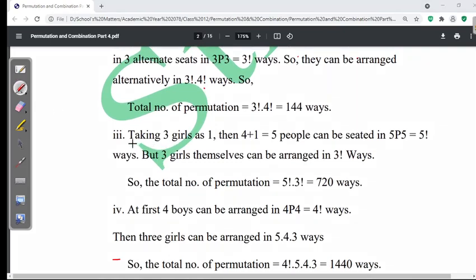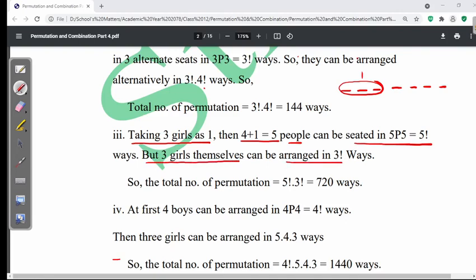In this case, taking the 3 girls as one group, and there are 4 boys. In total there are 5 units which can be seated in P(5,5) ways, but the 3 girls themselves can be arranged in 3 factorial ways. Because they are not the same, they can be arranged again in different ways. So the total number of permutations is 5 factorial times 3 factorial, that is 720 ways.